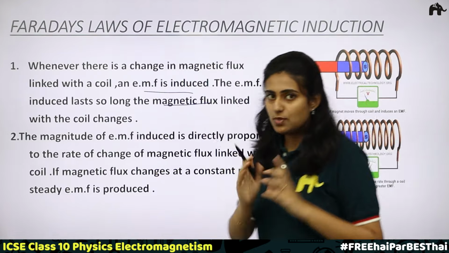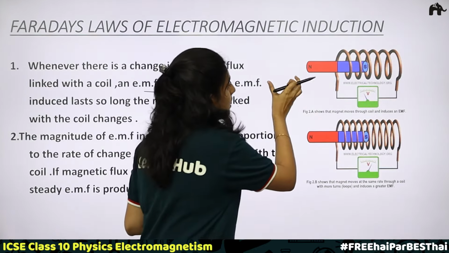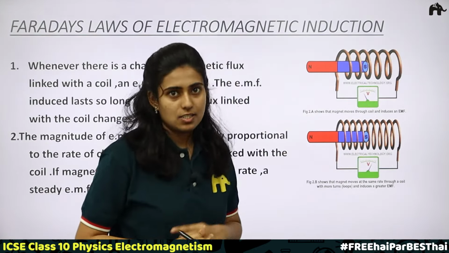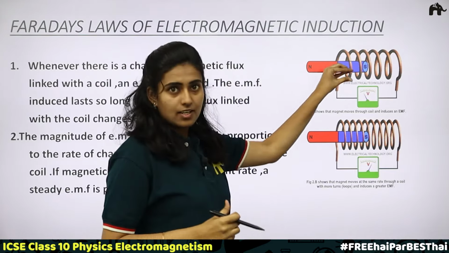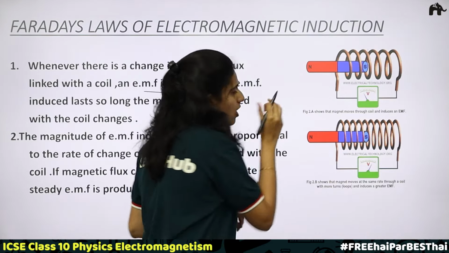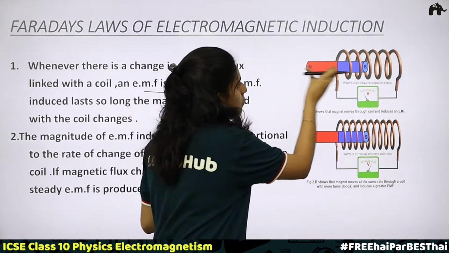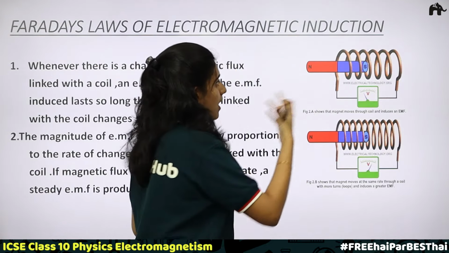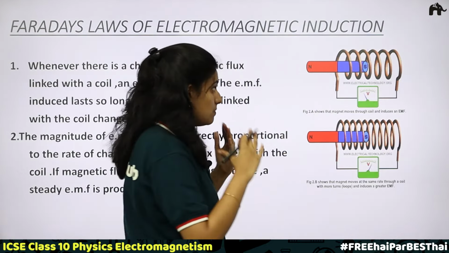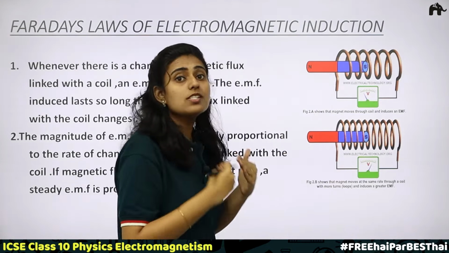So understood? As we are moving, let's say the rate at which the magnet is moving. If you are moving it fast, which means in a small time the magnet is moving more distance, the rate of change of magnetic flux will also increase, which means the induced EMF will increase and the current will increase. In that case, you have more deflection.